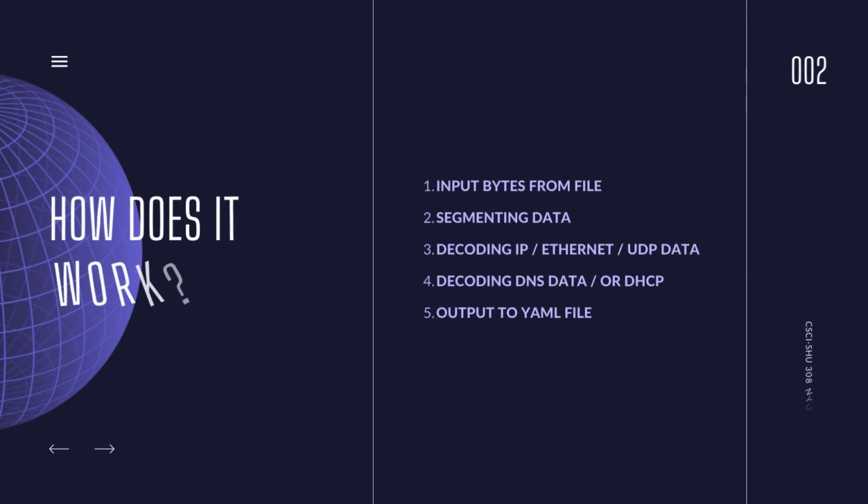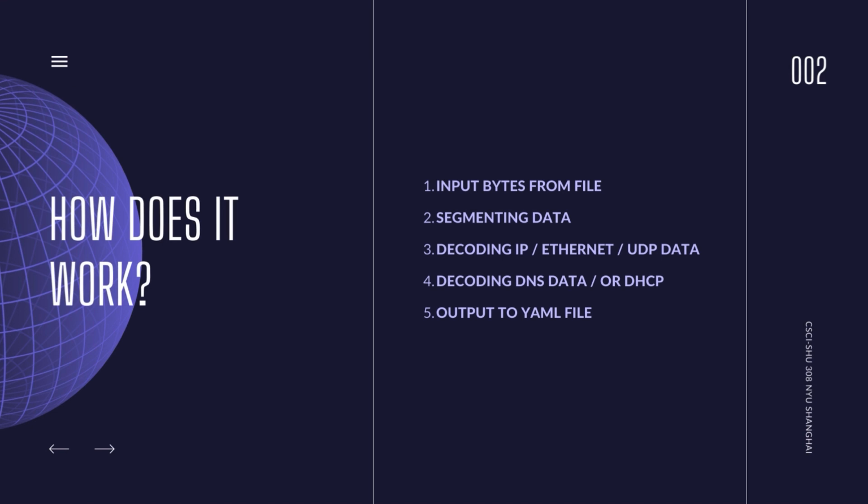Now let's first take a look at the overall overview of our whole project. Our project is divided into 5 parts. The first part is the input byte from file, the second part is segmenting data, the third part is decoding IP, Ethernet, UDP data, and the fourth part is decoding DNS data or DHCP data. And the last step is output to YAML file.